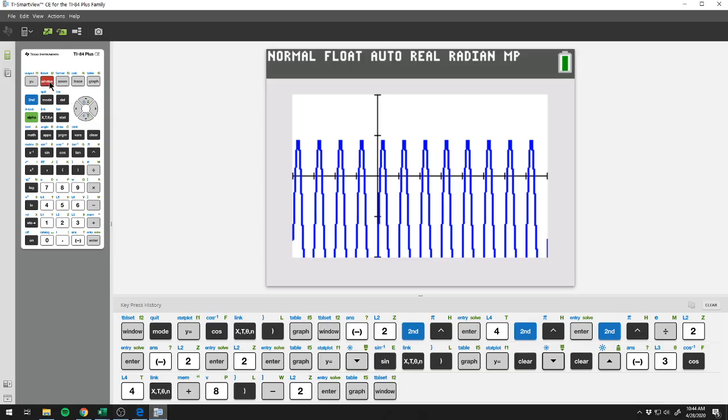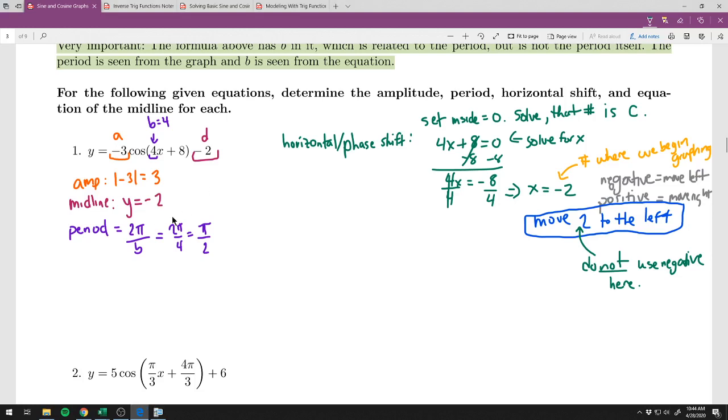All right, so what you want to do is go to your window. Now think about the midline. This is where the middle is going to be, and the amplitude is telling you how much it's going to go up and down. To get a nice picture, think about the y values: go 3 above and below negative 2, because the amplitude tells you how much it moves above and below the midline. So 3 above negative 2 is 1, and 3 below is negative 5.